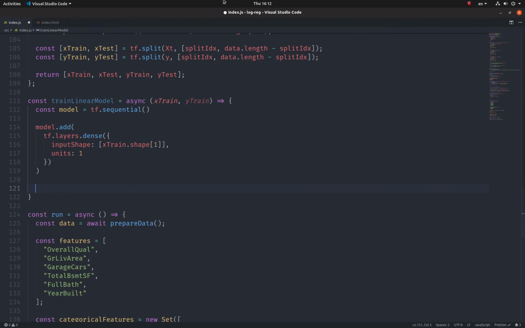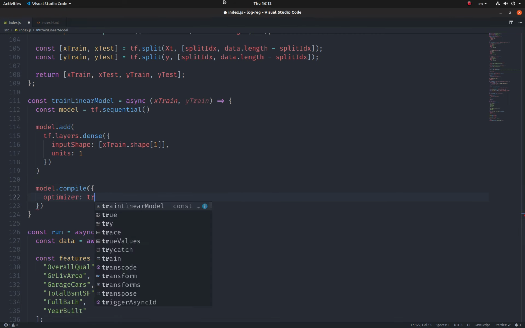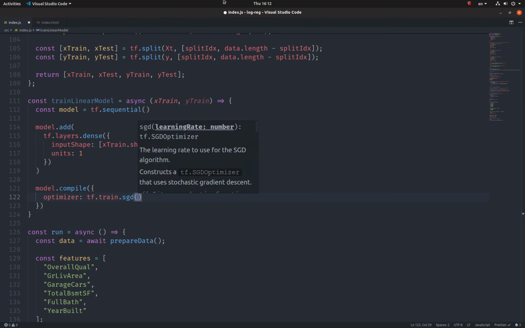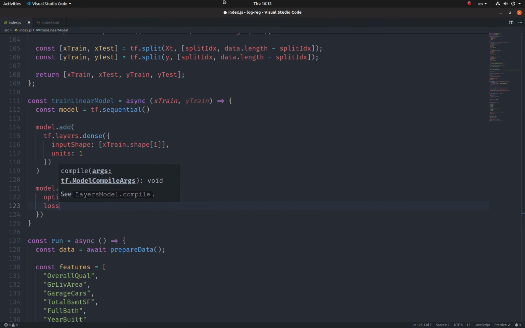Then we're going to compile the model, and we're going to use an optimizer known as SGD, which is shorthand for stochastic gradient descent. And we're going to put in a learning rate of 0.001. We're going to measure the mean squared error. That's because TensorFlow doesn't provide root mean squared error out of the box, so we're going to do some pre-processing to get the root mean squared error.